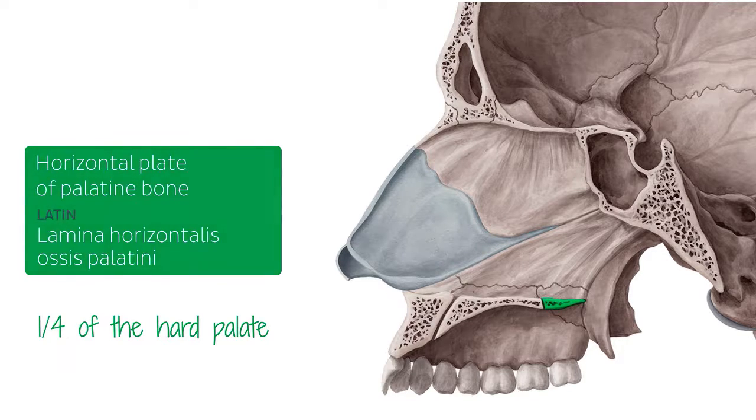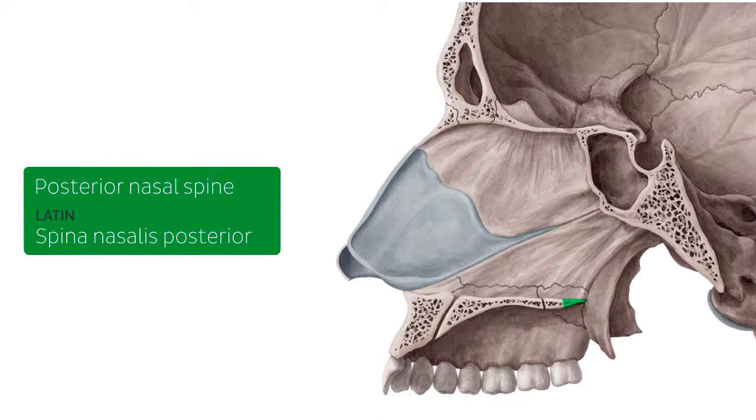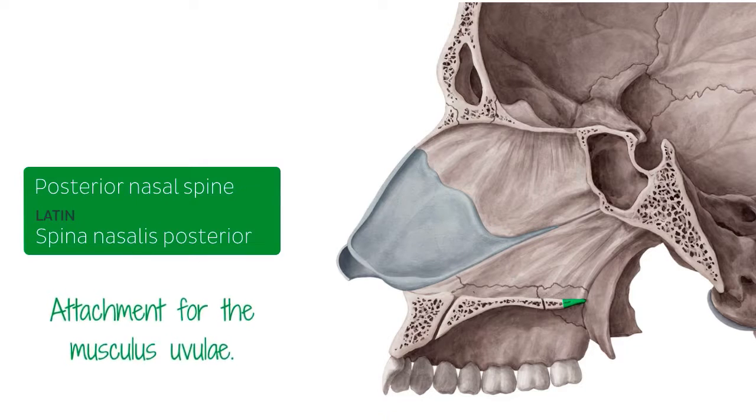The posterior nasal spine is made up of two sharp projections from the palatine bones on either side. These projections are in the midline on the posterior border of the horizontal plate of the palatine bone. This is where the musculus uvulae attaches.